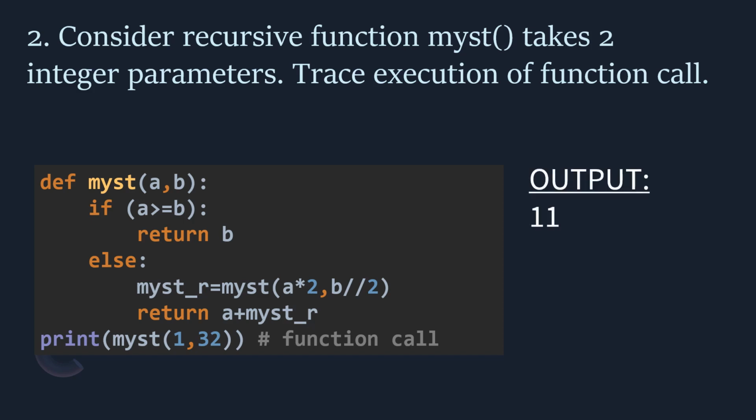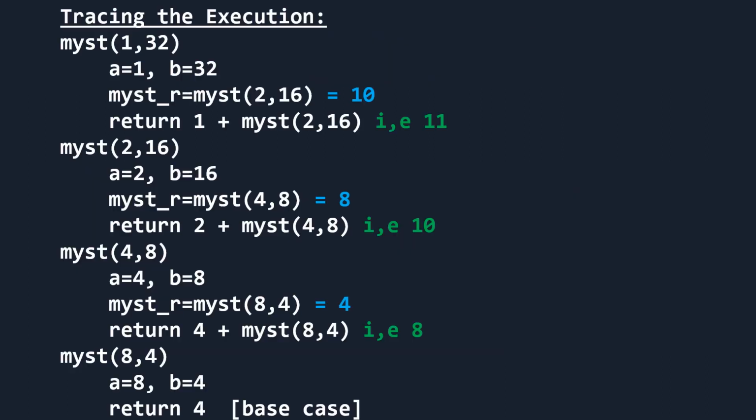Now once you run the program, you will get the output as 11. Now see how it is giving this value. Now we will just trace the code. Now we will trace the execution of this recursive function mist with values 1 and 32. This is the first call where the parameters are 1 and 32.